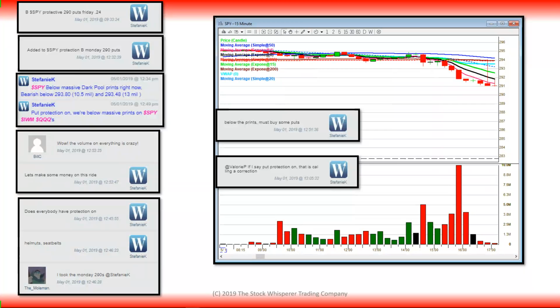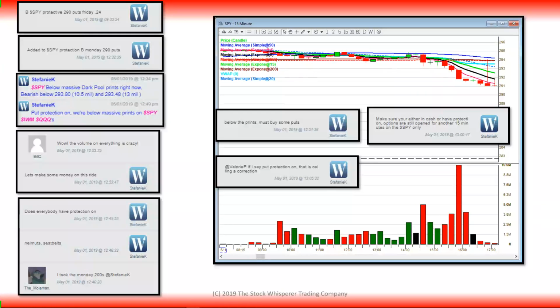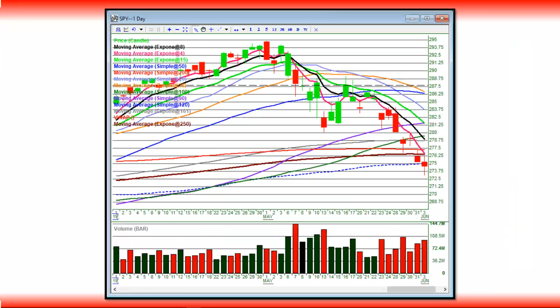Calling a correction, okay? After the bell rang, and you can see right at the bell, make sure you're either in cash or you have protection. Options are still open for another 15 minutes on the SPY. So even if they missed it, they had another 15 minutes to buy, and they were so cheap, okay? And you can see we came down a lot from that.